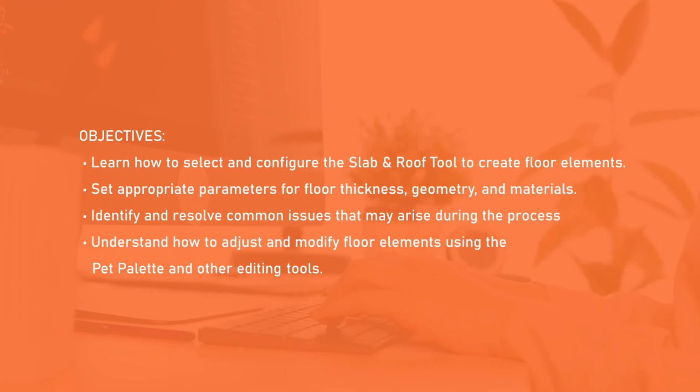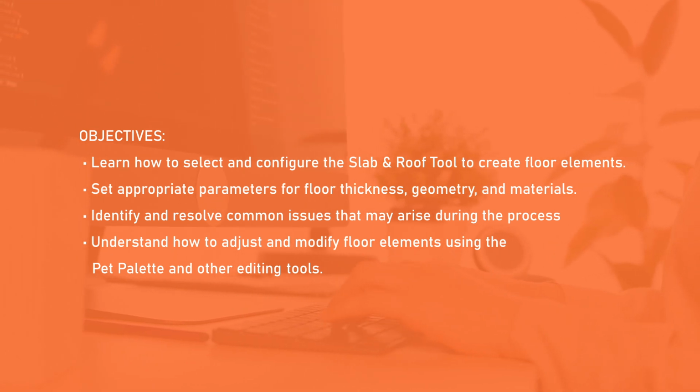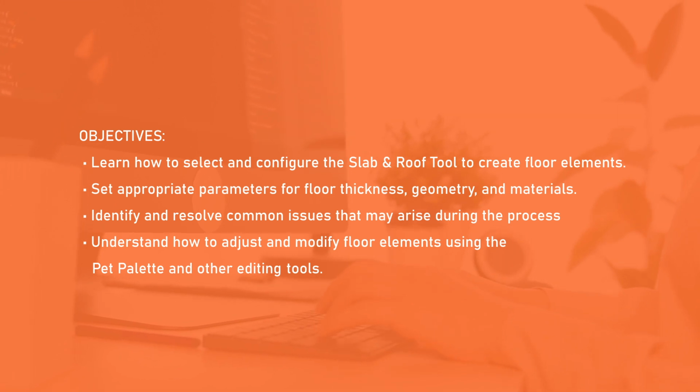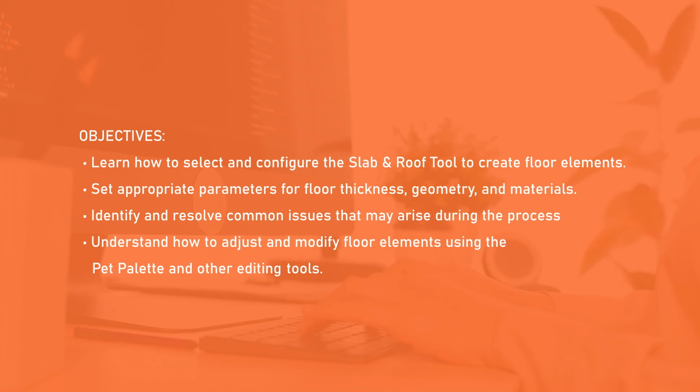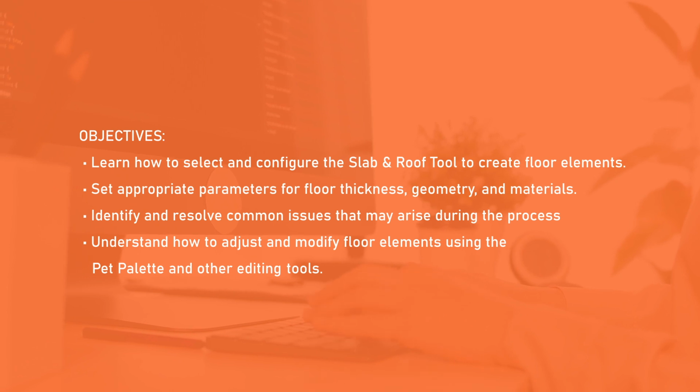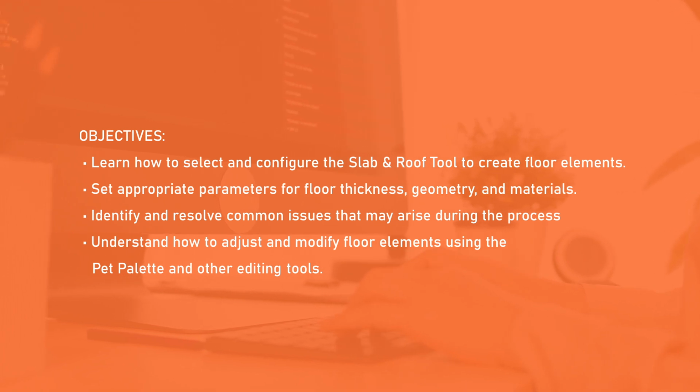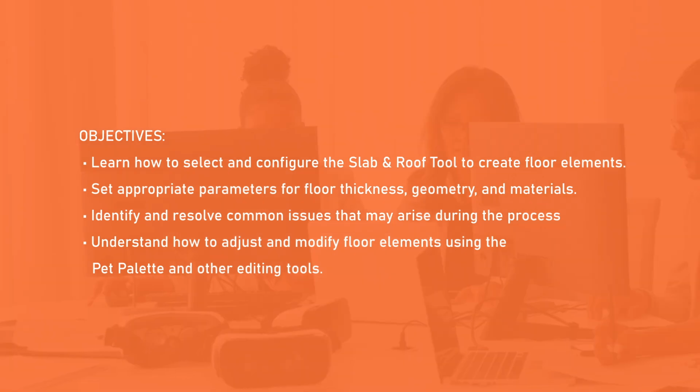Today's objectives: Number 1. Learn how to select and configure the slab and roof tool to create floor elements. Number 2. Set appropriate parameters for floor thickness, geometry, and materials. Number 3. Identify and resolve common issues that may arise during the process. And lastly, understand how to adjust and modify floor elements using the pet palette and other editing tools.